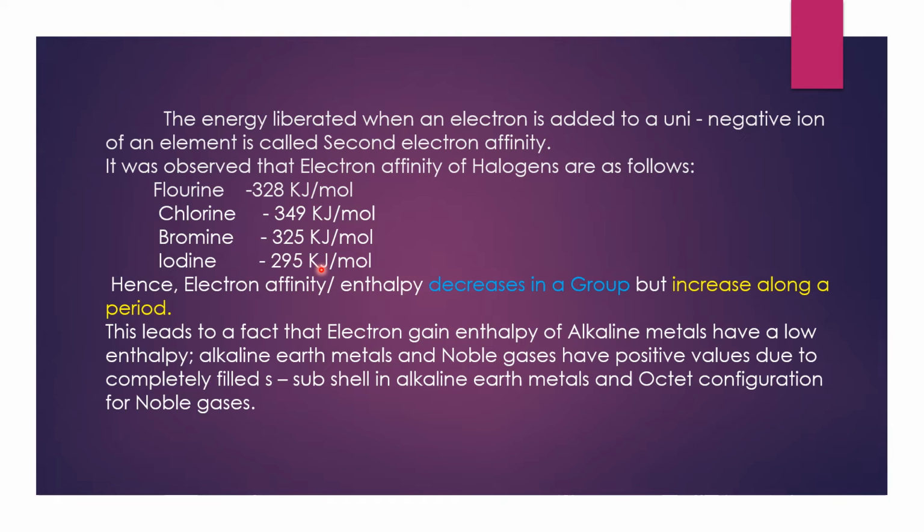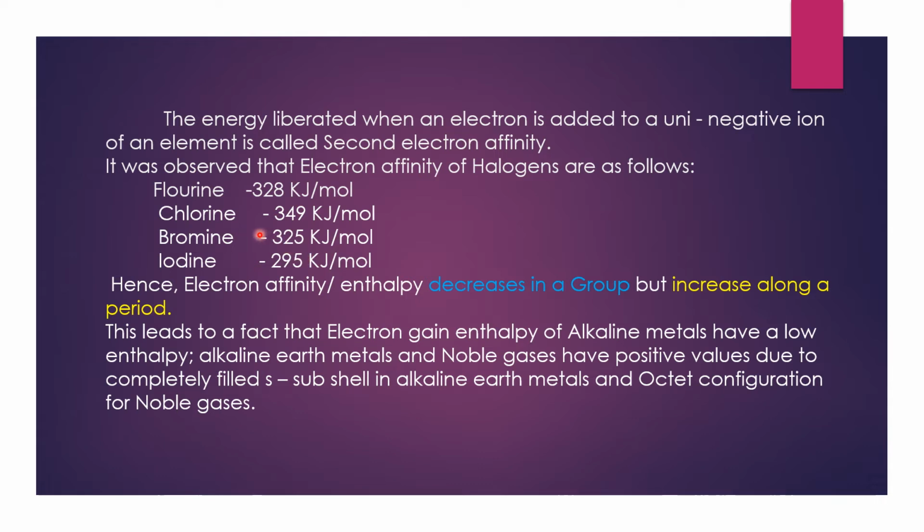So if you observe the electron affinity values in this group, fluorine is minus 328, whereas for chlorine it is minus 349. So here it has increased. So you must be thinking that the electron affinity values increase in a group. But if you observe further, the value of electron affinity for bromine is minus 325, which is less than chlorine and fluorine. In the same way, iodine is minus 295. So from this we can say that the electron affinity values in a group decrease.